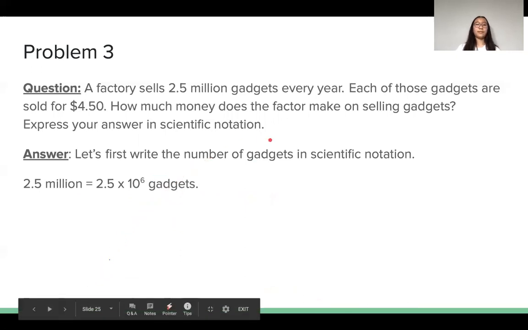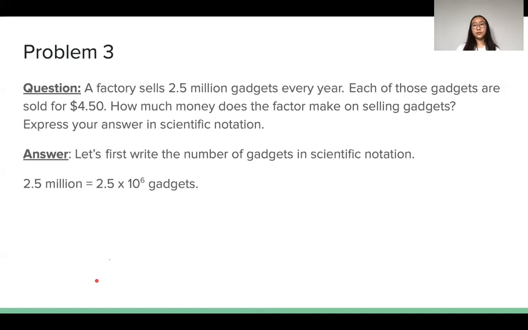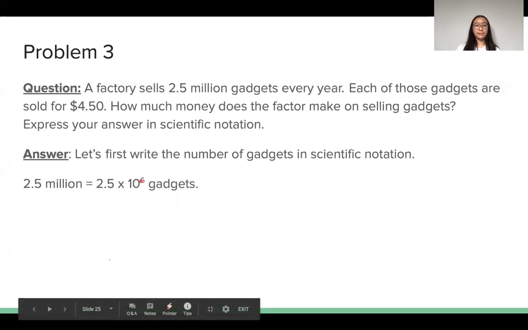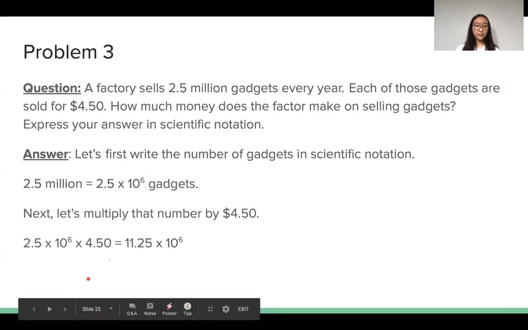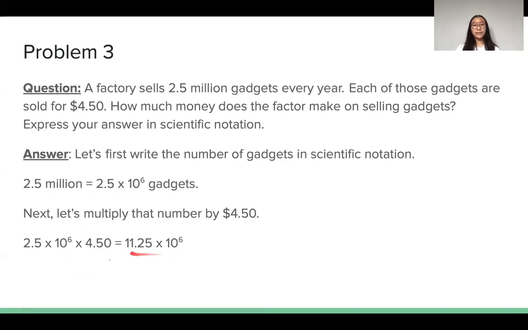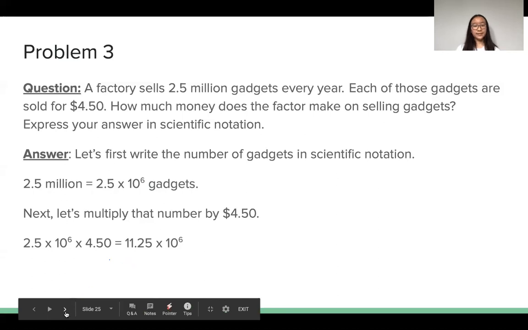And so first you convert the number of gadgets to scientific notation. 2.5 million, you have to move the decimal point 6 times, so that number would be 6 up there. That's the scientific notation. Then you have to multiply that by 4.5. And you can basically just multiply 2.5 times 4.5, and you get 11.25 times 10 to the 6th. But 11.25 times 10 to the 6th is not scientific notation because 11.25 is greater than 10 and it has to be less than 10.